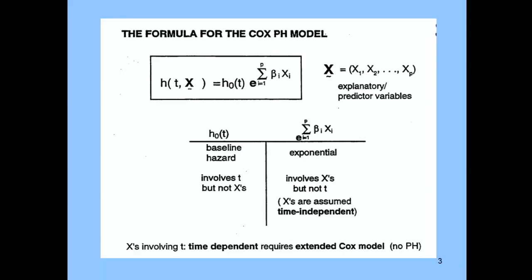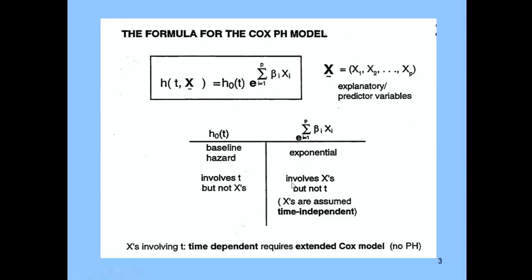H sub 0, it's not t comma x, it's just t. So this baseline hazard is a function of time, but it's not a function of the x's. It's not a function of the predictors. And you also notice that on the right side of this product, the exponential part involves the x's but doesn't involve time. So if you look at this formula, the left part of the product involves time but not the x's, and the right part involves the x's but not time. Okay, that's a key characteristic of this formula.